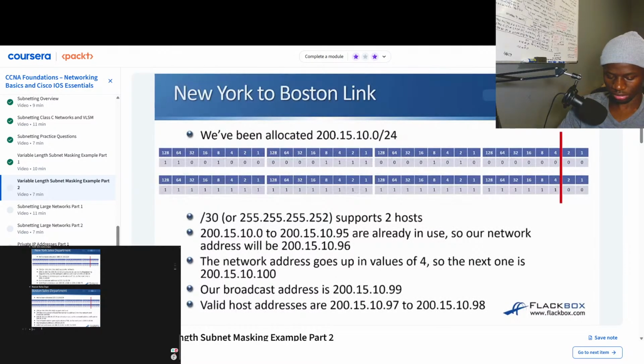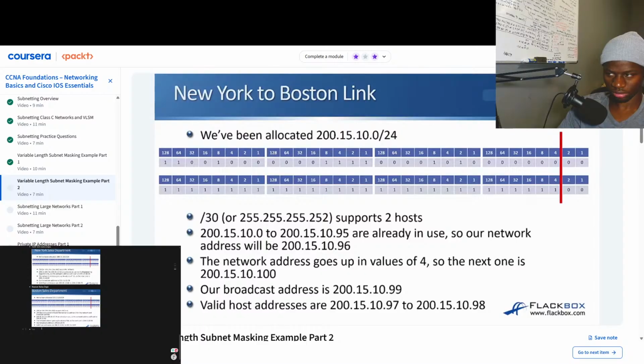Okay, so we want to support 2 hosts. Remember, a /31 or a /30 supports 2 hosts. And hopefully you remember I told you before, unless the exam explicitly tells you, if you need to support 2 hosts, go with a /30 because that's a standard that we use. It complies with all of the internet standards. So we're going to use a /30 here for our 2 hosts.